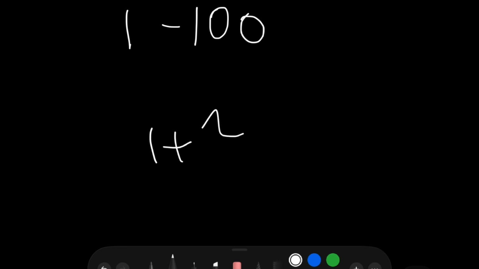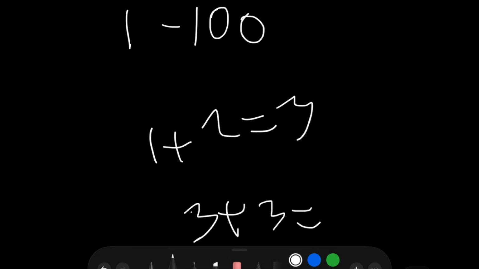What if I ask you a question like, find the sum of all numbers between 1 to 100? You might go, okay, so 1 plus 2 equals 3. 3 plus 3 equals 6. Stuff like that. But I want you to notice, here's the very easy way to solve it.